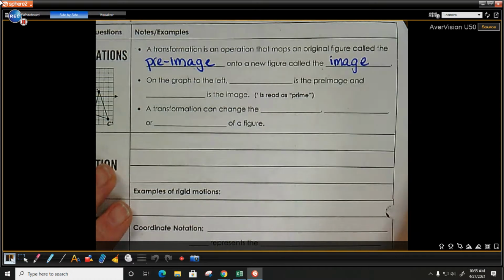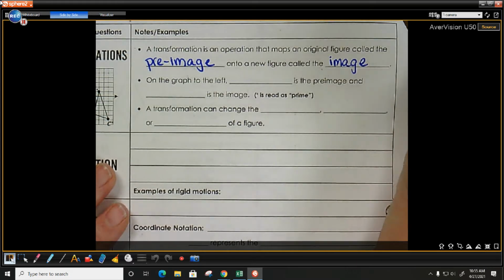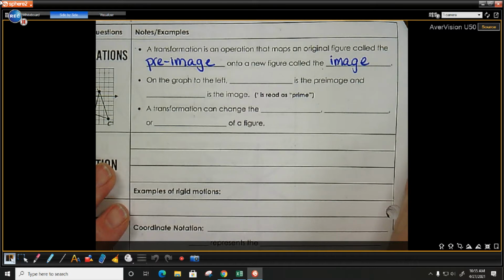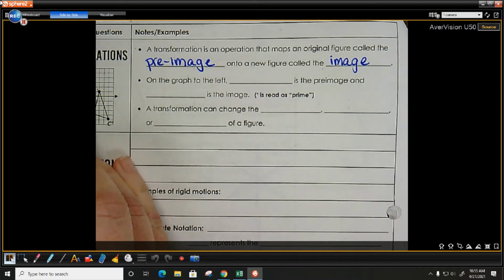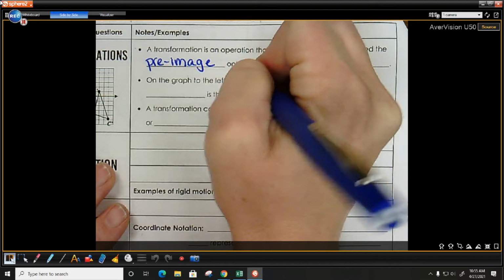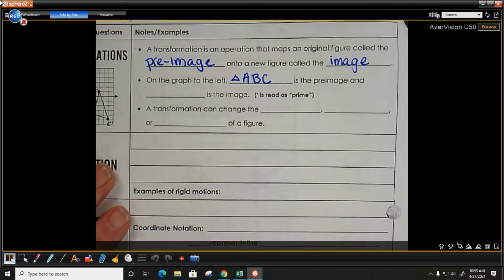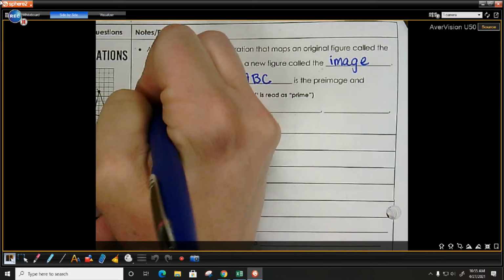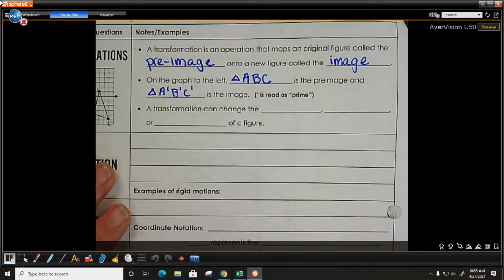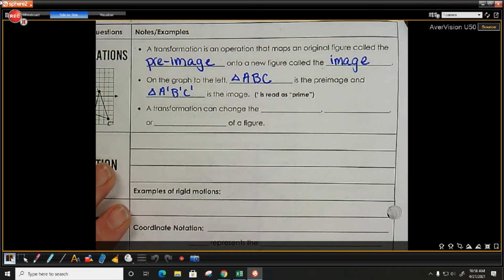Remember, we used primes for the image, and the ones that don't have the primes, the apostrophes, that's called your pre-image. On the graph to the left, triangle ABC is the pre-image, and triangle A prime, B prime, C prime is the image. So my original is triangle ABC. Once I've made the transformation, it's A prime, B prime, C prime.